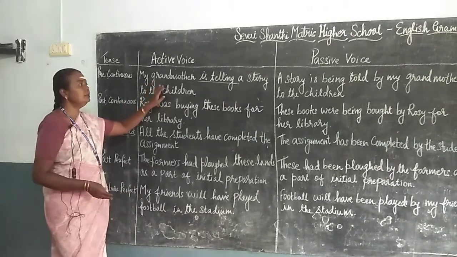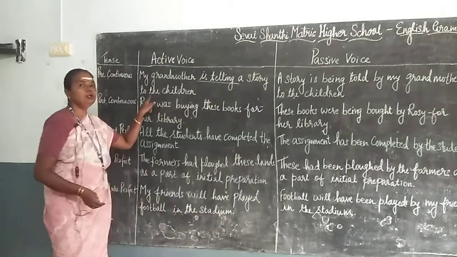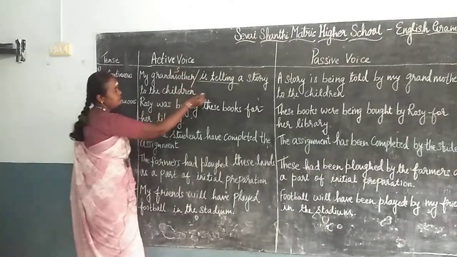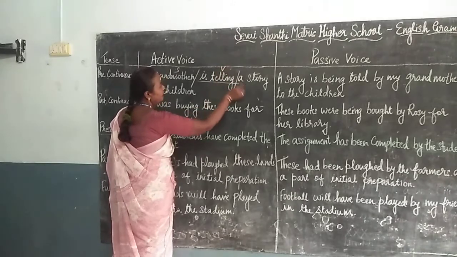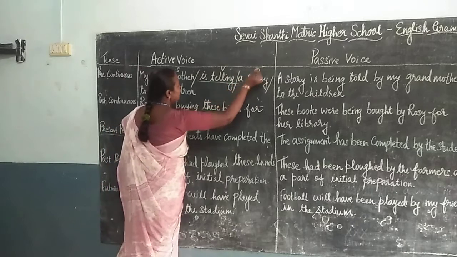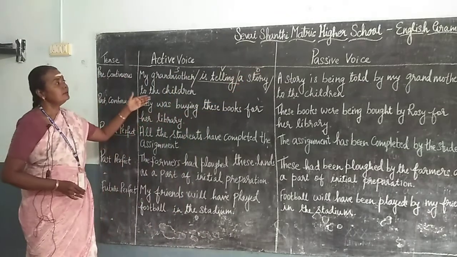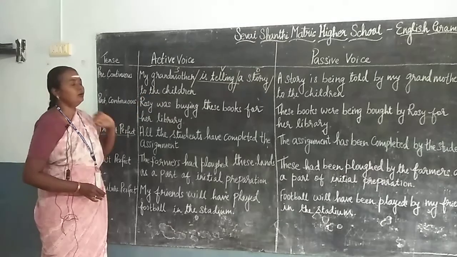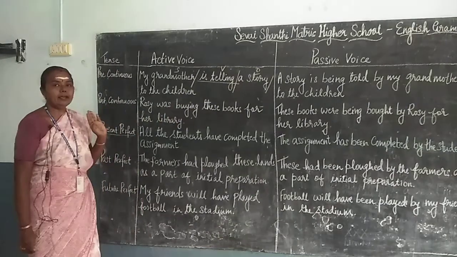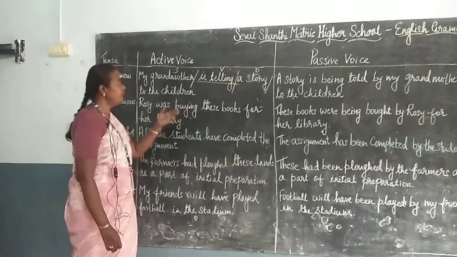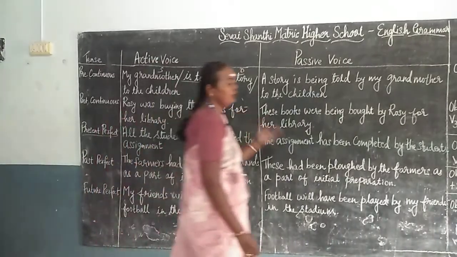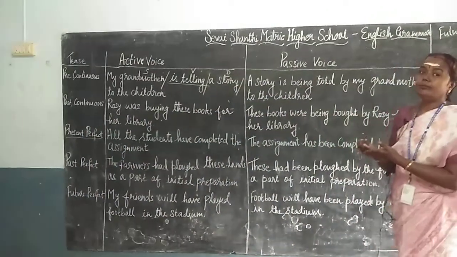My grandmother is telling a story to the children. Here my grandmother is the subject, is telling is the verb, and a story is the object. And this, to the children, that is the indirect object. Okay, so I am taking the direct object, what is being told. So we should not bother about this and we should bother about only this. Okay, so I have already told SVO will become OVS.